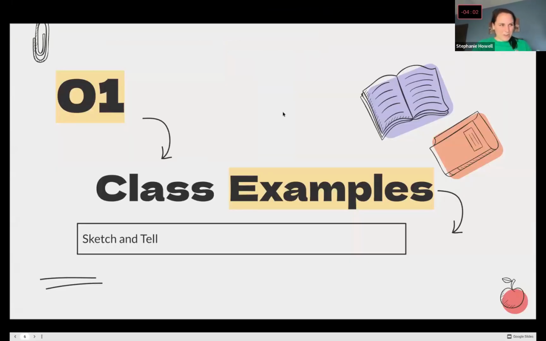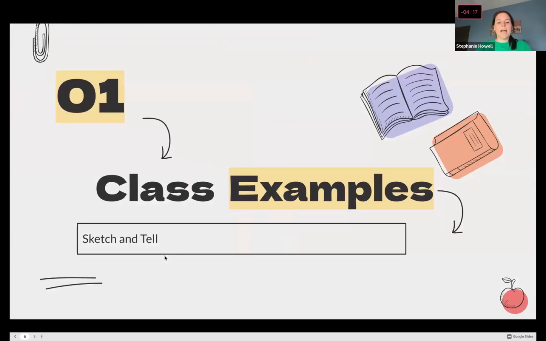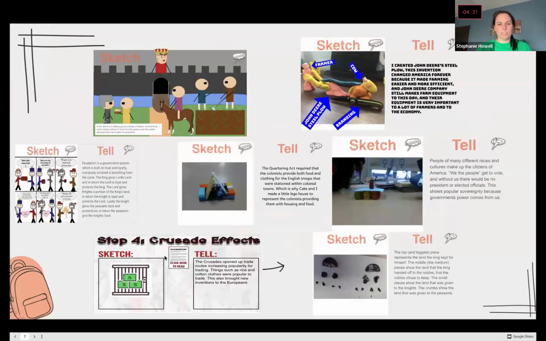So now that we've been through kind of an example where you read an article, again, step one is where we learn something. Step two, we sketch about it. Then we tell about it with maybe 2 to 3 different sentences. Then we share. So then we can share in a classroom discussion. Now we're going to kind of think through our subject areas when it comes to Sketch and Tell.